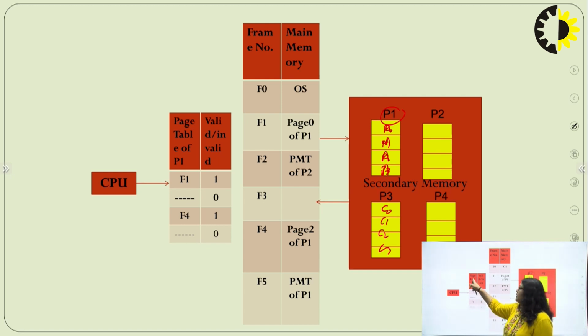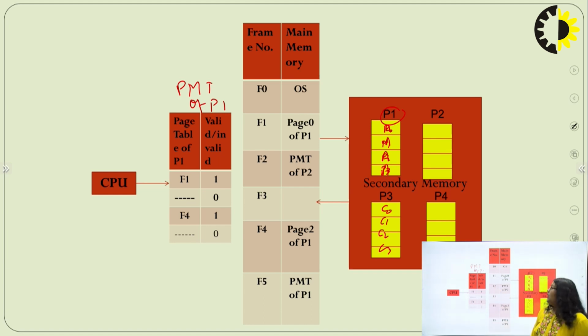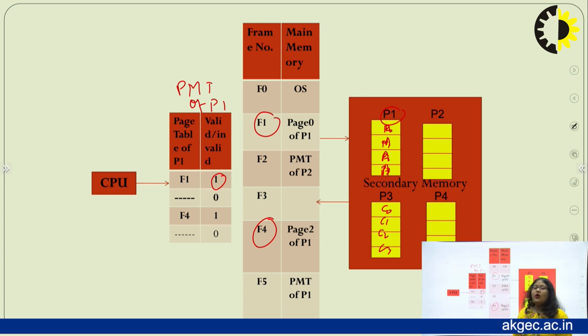This table shows the PMT of P1. Okay, so frame 1 and frame 4. This shows the valid bits. If it is 1, that means a page of process P1 is stored in the main memory in frame F1 or F4. F1 is stored with the valid bit 1 and F4 is stored with the valid bit 1.